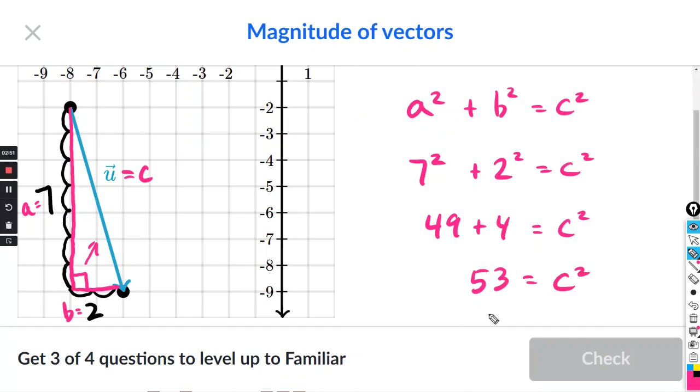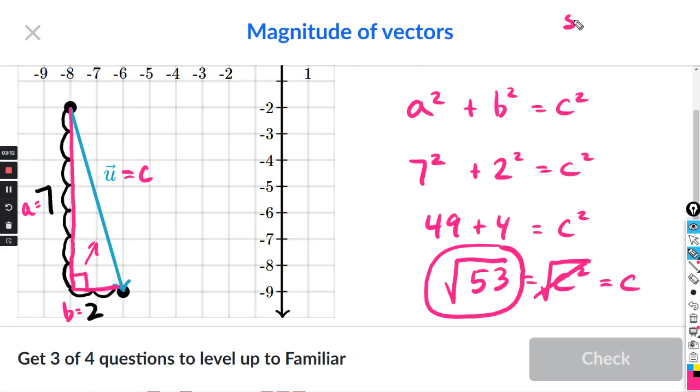Solving for C, the opposite of squaring something is to take the square root. So the square root of C squared is just C. Final answer. I think with square roots they want you to simplify, but I know that 53 can't be broken up at all. 53 is a prime number. 3 does not go into 53, so that's it. Square root of 53 is your final answer.